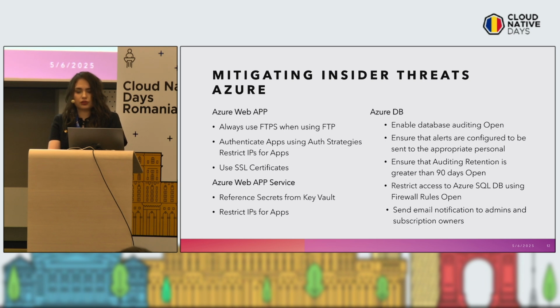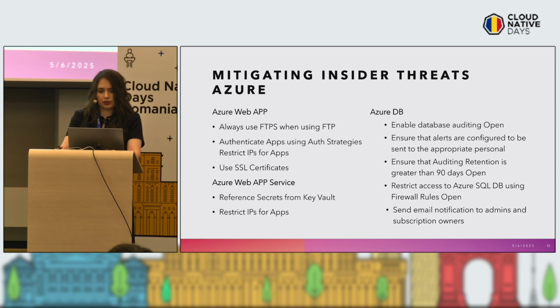Another recommendation would be to restrict the IPs for the apps. Some of the IPs are whitelisted, especially in the Azure API and Azure Web App. And for the Azure DB, set some of the auditing retention policies, restrict access by using firewall rules, and configure alerts to send to the appropriate teams.